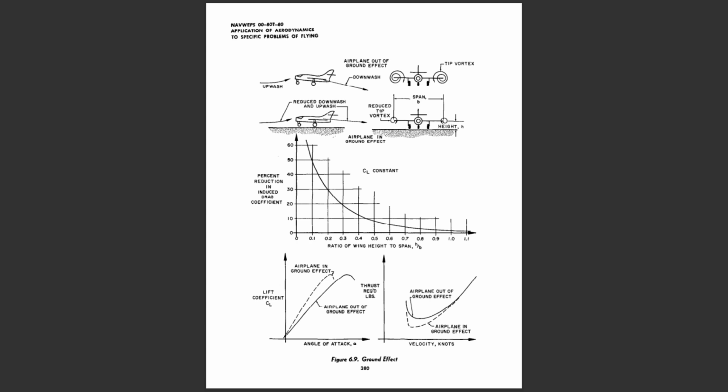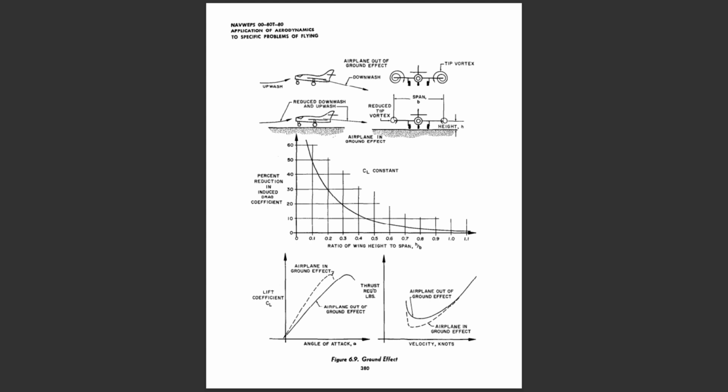However, when the wing is at a height equal to 1/4 the span, h over b equals 0.25, the reduction in induced drag is 23.5%, and, when the wing is at a height equal to 1/10 the span, h over b equals 0.1, the reduction in induced drag is 47.6%. Thus, a large reduction in induced drag will take place only when the wing is very close to the ground. Because of this variation, ground effect is most usually recognized during the liftoff or prior to touchdown on landing.